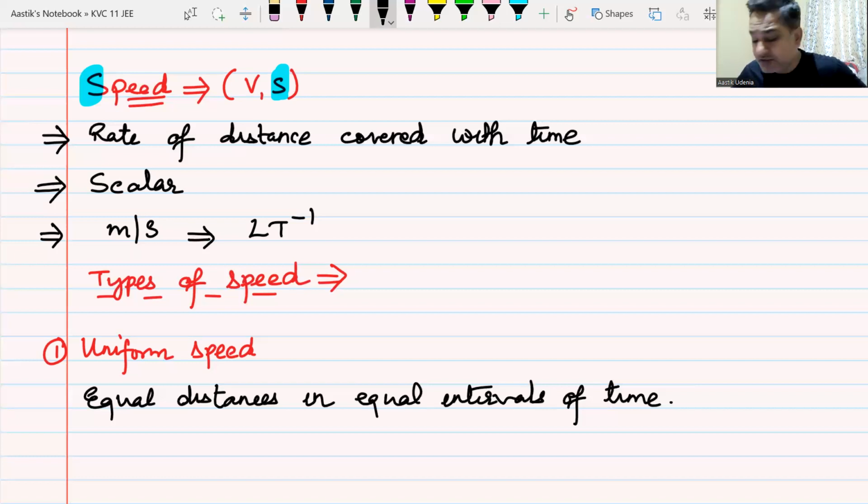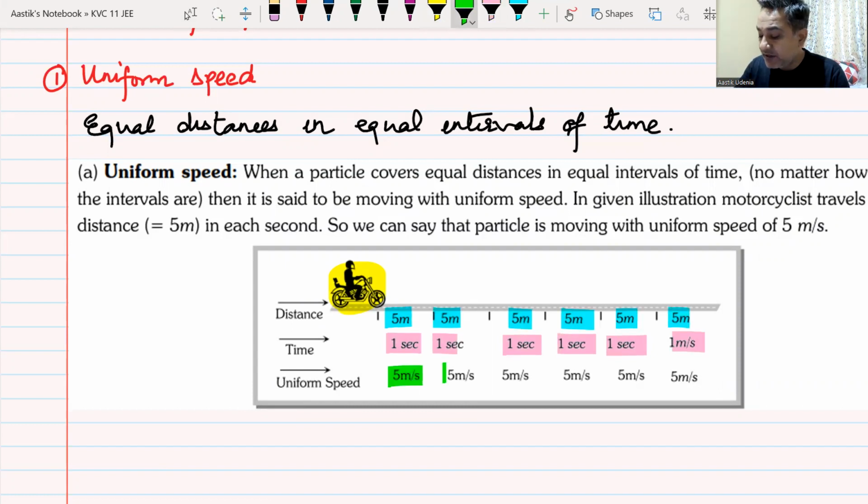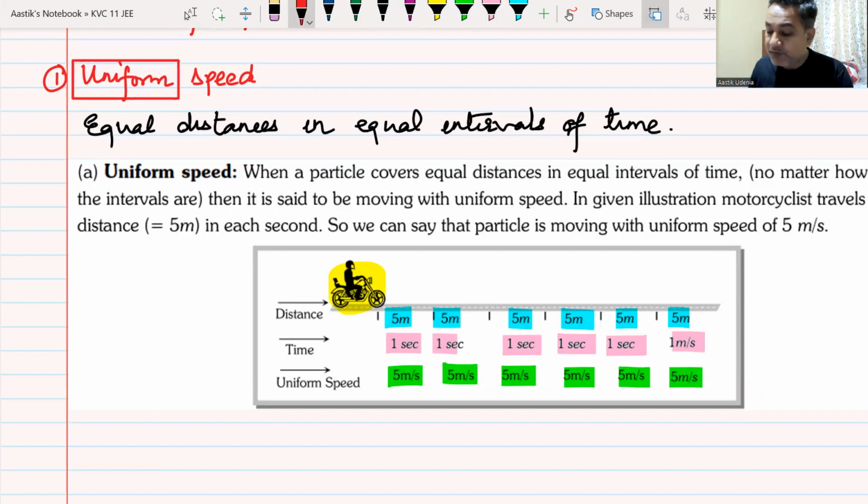Here it is illustrated in the diagram as well. As you can see, this is a motorcyclist. And look, in every 1 second, he is moving a distance of 5 meters. 5 meters, 5 meters, 5 meters, 5 meters, 5 meters. Time 1 second, 1 second, 1 second, 1 second, 1 second. And his speed is uniform. Sometimes we can call this uniform speed constant speed also.